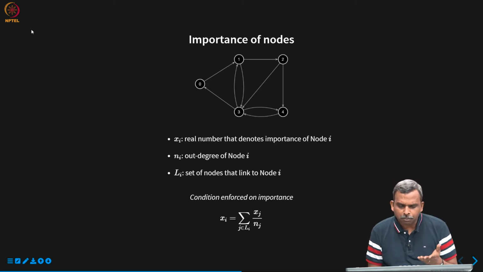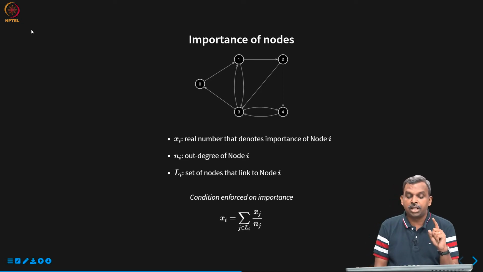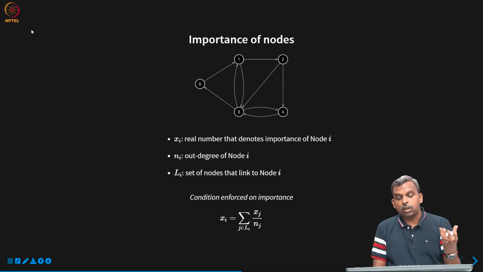Now I'll use a few more notations. One notation I'll use is for the out degree of node i. I'll call it Ni. And also the neighbors that link to node i. What are all the other nodes that have a link to node i? That is Li.